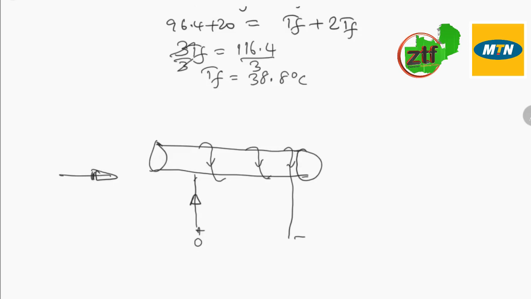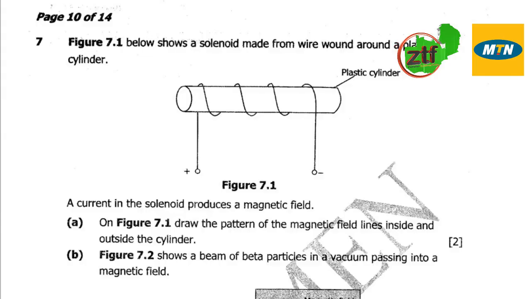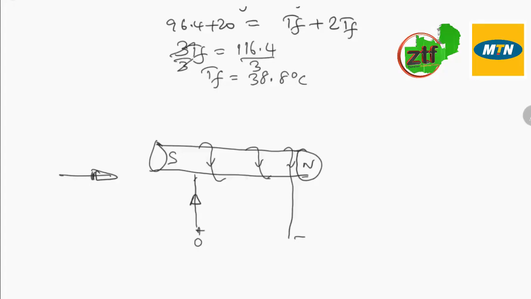Is it flowing clockwise or anti-clockwise? Like in our case here, we see that it's flowing clockwise in this direction. So where it's flowing clockwise, you put south. And then the other side, it will be flowing anti-clockwise, you put north. So the magnetic field that is generated as a result of this current passing around this solenoid is as shown. And it's going to generate a magnetic field, of course generating field lines inside and outside the cylinder.